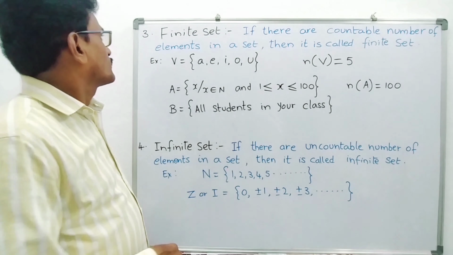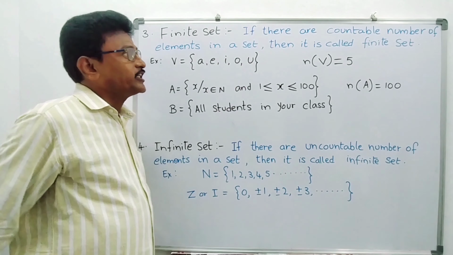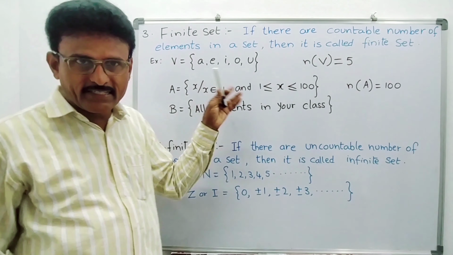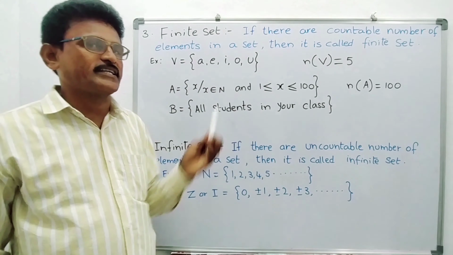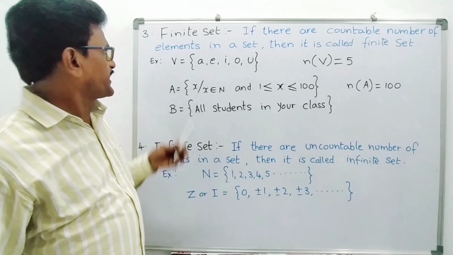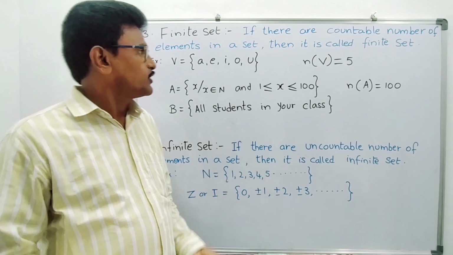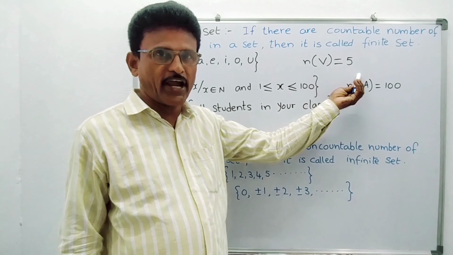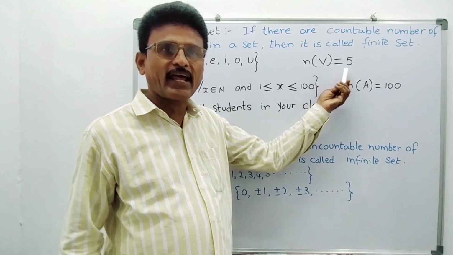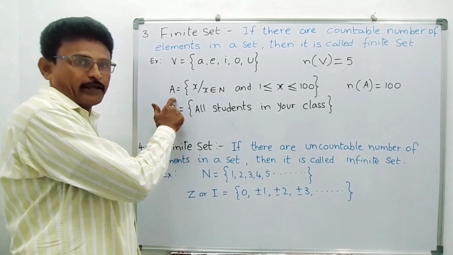Now students, what is a finite set? What is an infinite set? See, a finite set: if there are a countable number of elements in a set, it is said to be a finite set. Means in a set, if the elements are countable. For example, I am taking the vowel set V: A, E, I, O, U. Only 5 elements are there. So the cardinal number of V is 5. This means in the vowel set there are only 5 elements. That is a finite set.